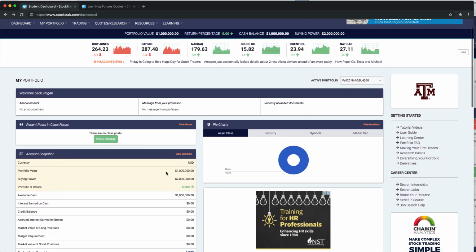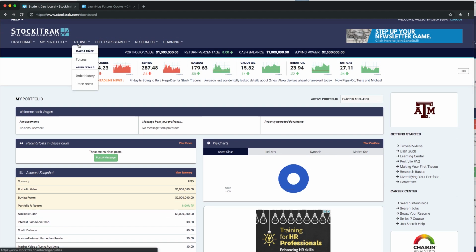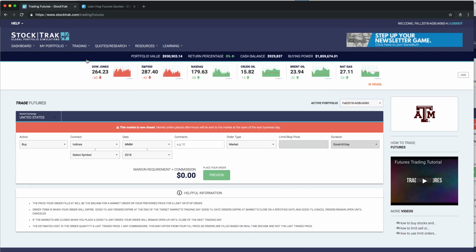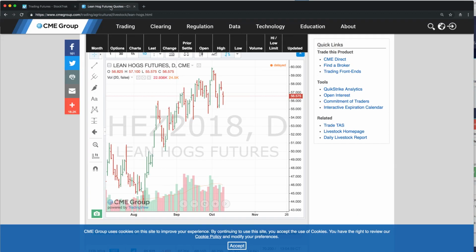Now, when we get to this screen, again, resources are here. One of the areas that you'll go to all the time is trading. I want to go ahead and make a trade, so I choose futures, and that is what you will be trading: futures contracts. Now, I'm going to jump over to CME Group, and I'm going to say that I'm looking at lean hogs. With volume and other things I'm looking at here, I feel like this is a high price and the market is high right now. If it's high, I think it's going to go back down.